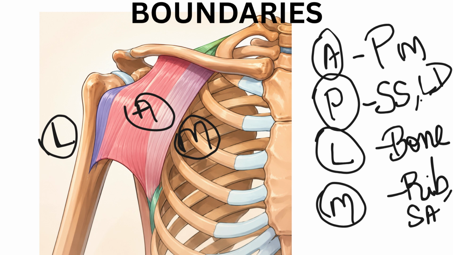Now coming to the contents, you have axillary artery, axillary vein, and for nerve you have your brachial plexus, axillary lymph nodes, and axillary fat.